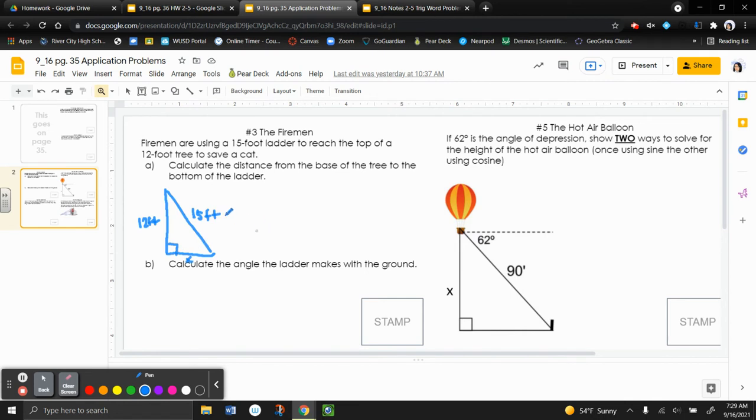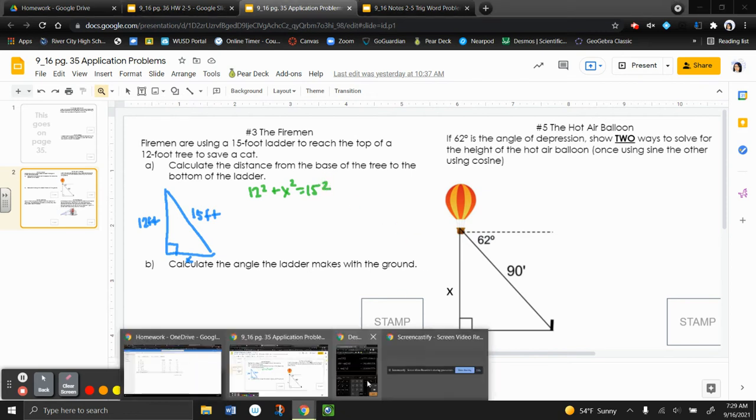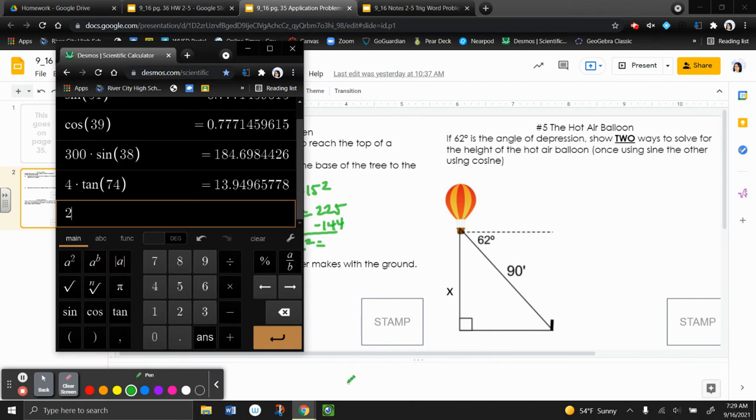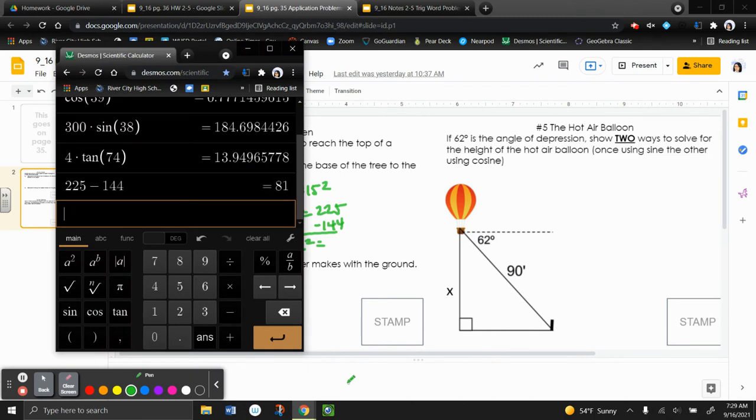So here's my right triangle. So we're not going to use trig here. Since we're solving for a length and we're only given sides, we're going to use Pythagorean theorem. So 12 squared plus x squared is equal to 15 squared. So we have 144 plus x squared is equal to 225. Subtract 144. So I have x squared equals 81.